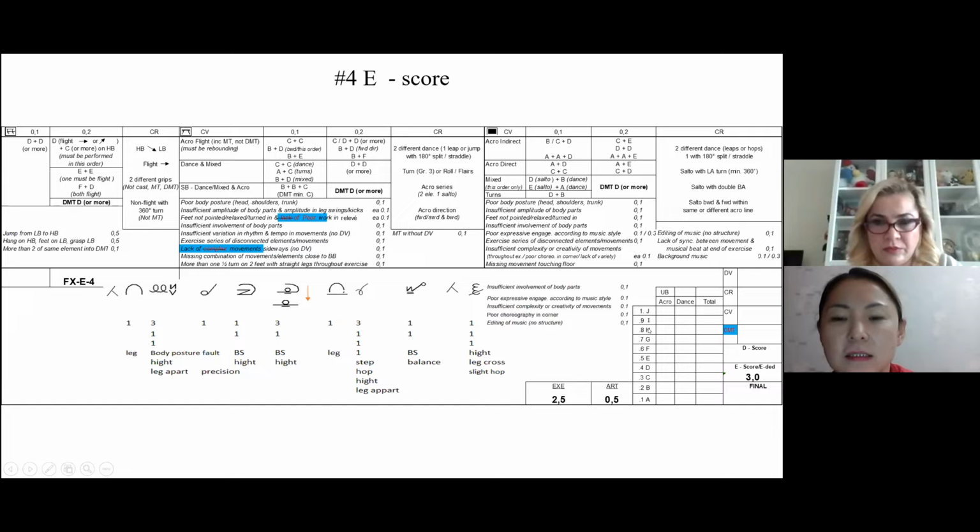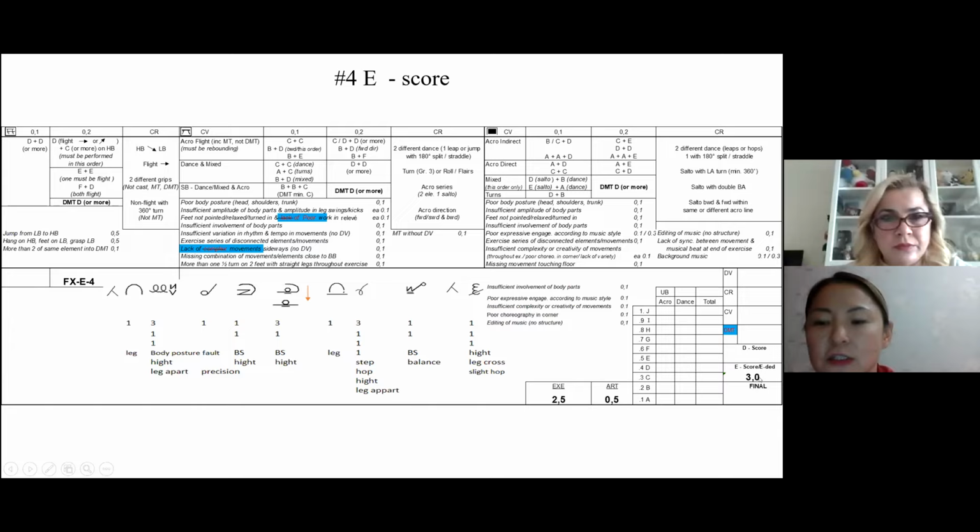Artistry for insufficient involvement of body parts, poor or excessive engagement according to the music style, insufficient complexity or creativity throughout the exercise, in the corners, and no structure of the music. Total 0.5. Total E deduction 3.0.